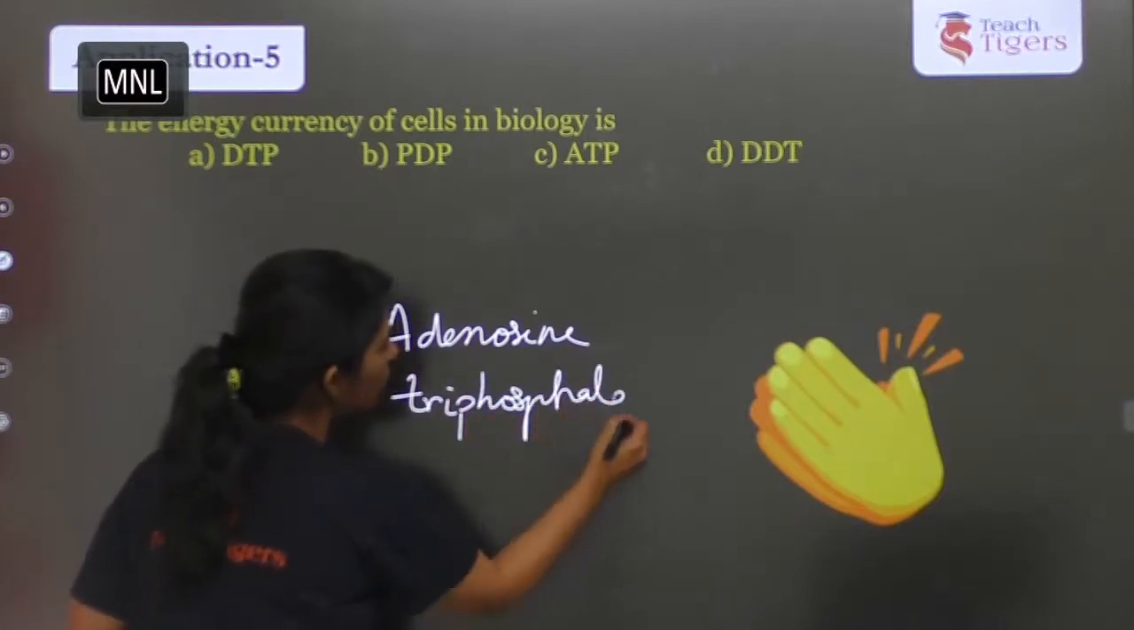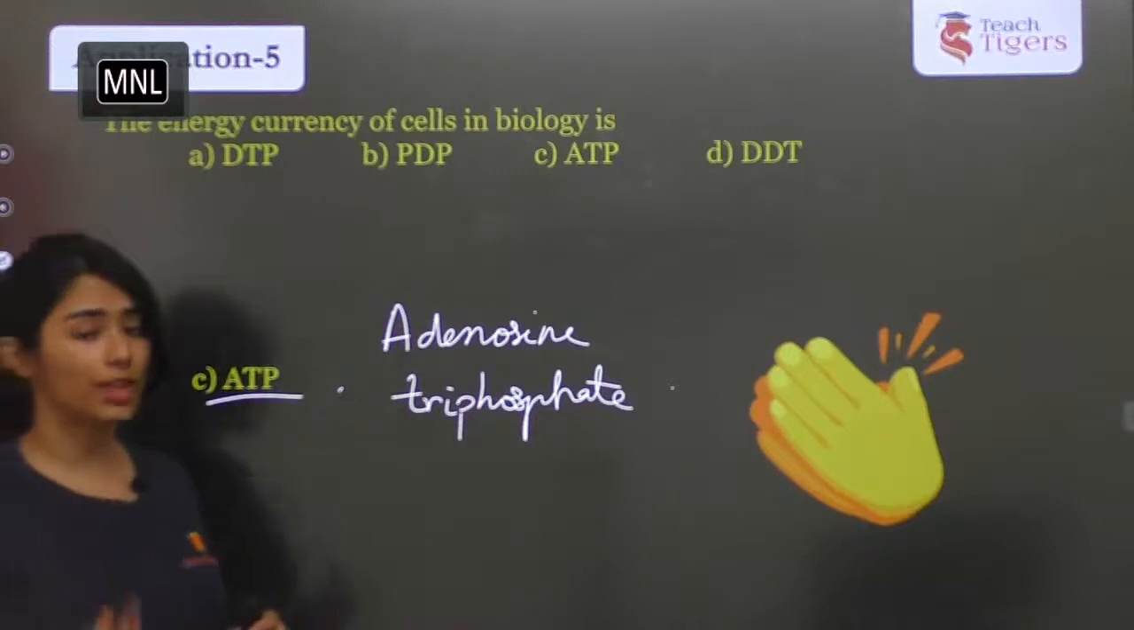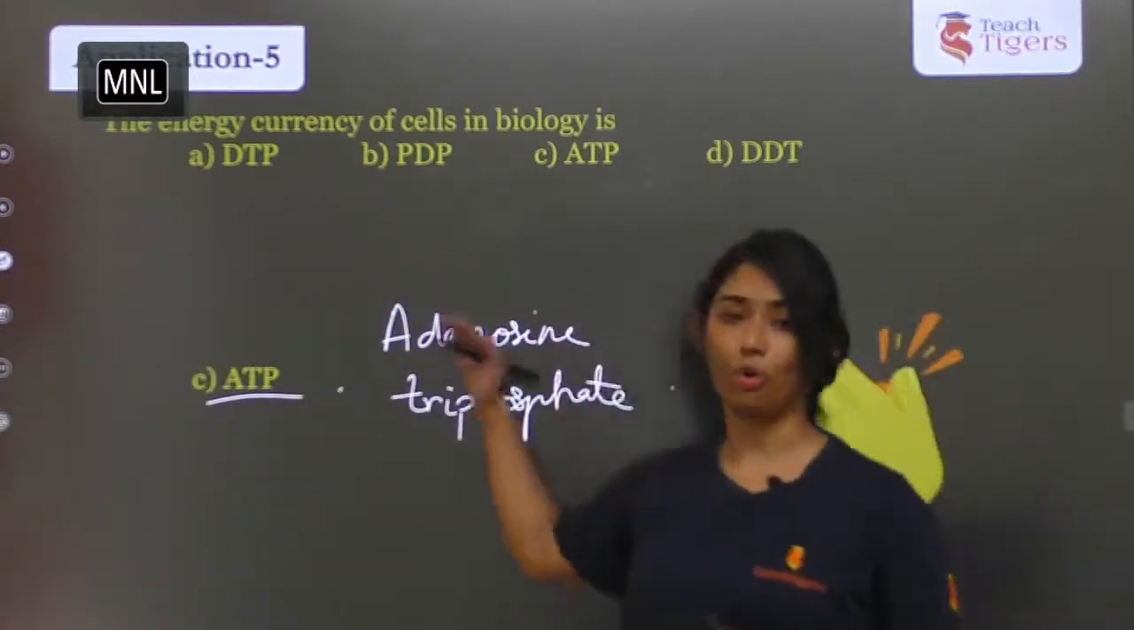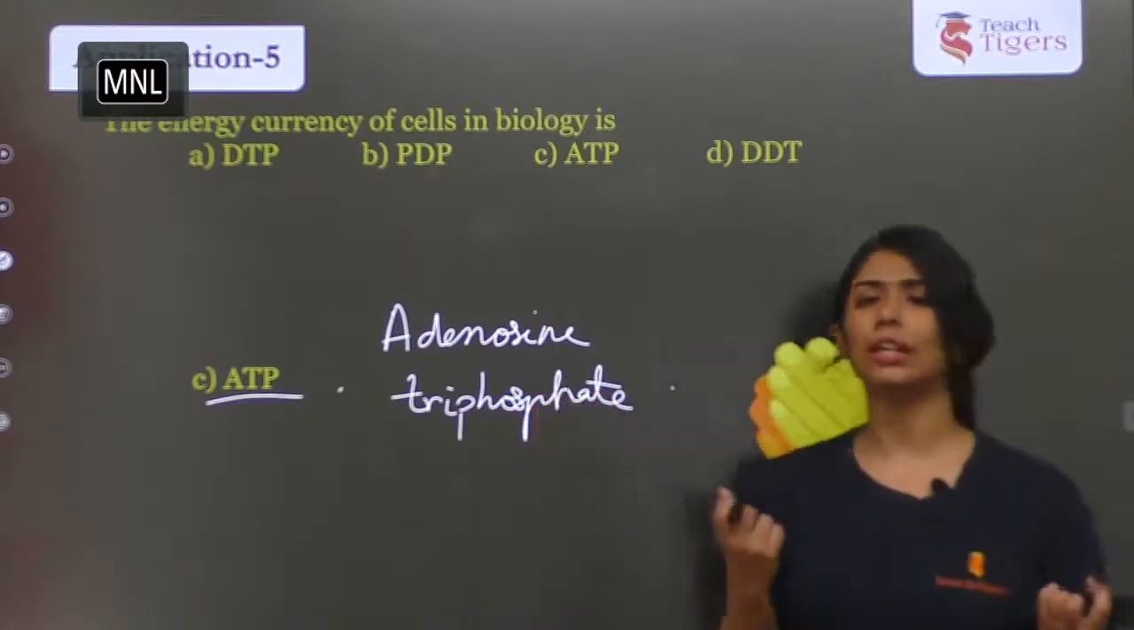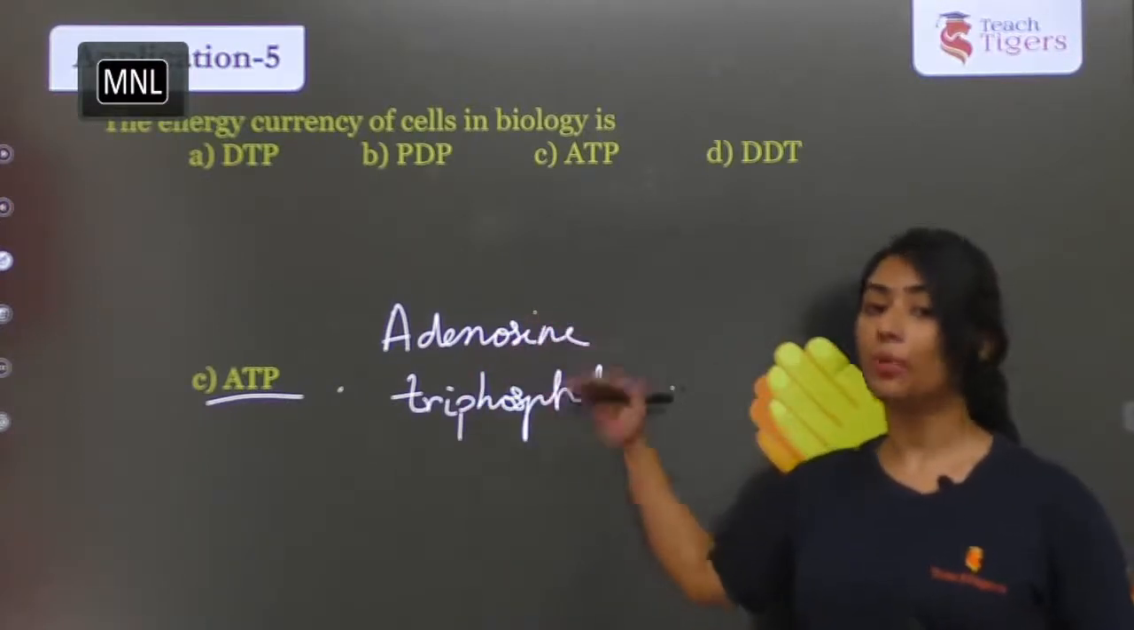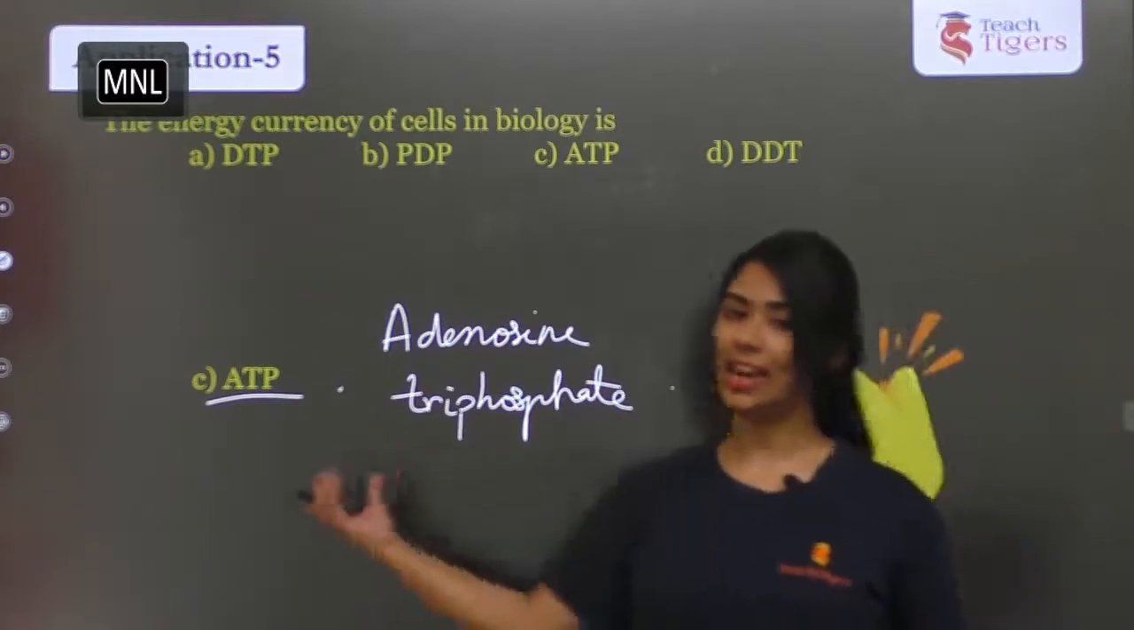So this is a molecule, okay, which has 3 phosphate molecules in it. So the energy in our body will be stored in the form of ATP, and when the body requires energy for later use, this ATP will be broken down again to release the energy.